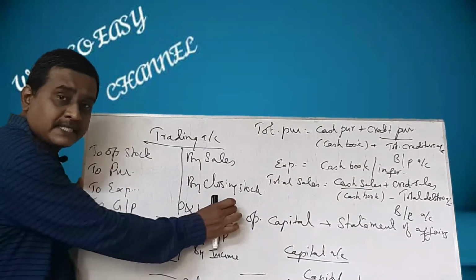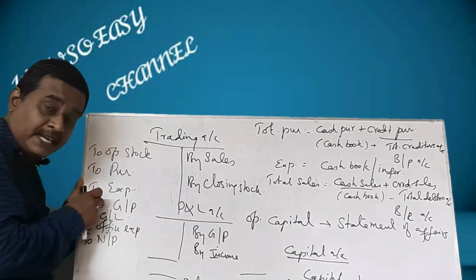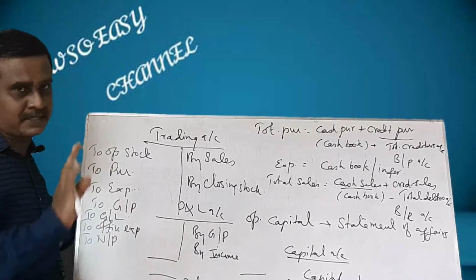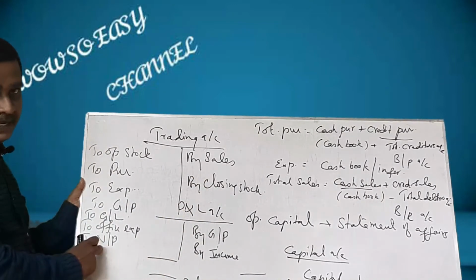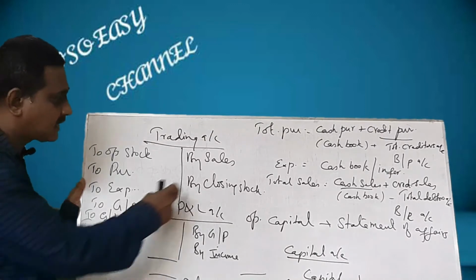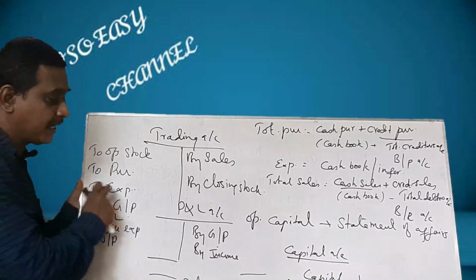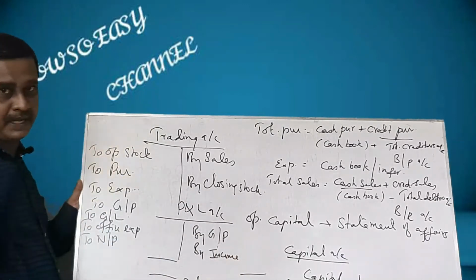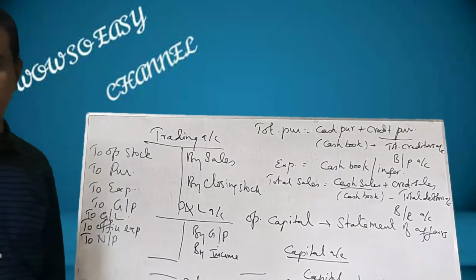When this side is exceeding, you will get gross profit, or if this side is exceeding, you will get a gross loss. Gross loss will be taken to the debit side of the P&L account. Gross profit will be taken to the credit side of the P&L account. Again, there will be expenses. Here also, you have to remember one thing.